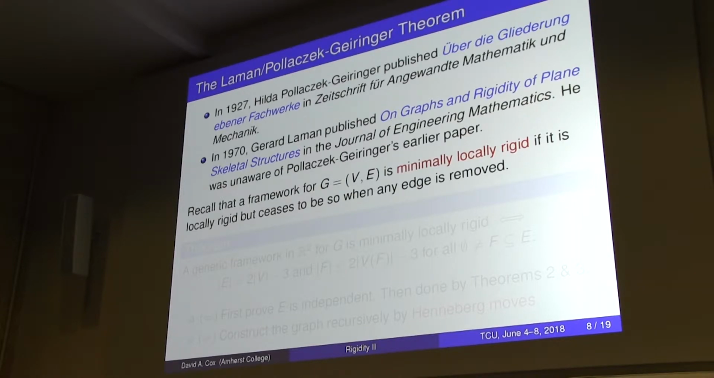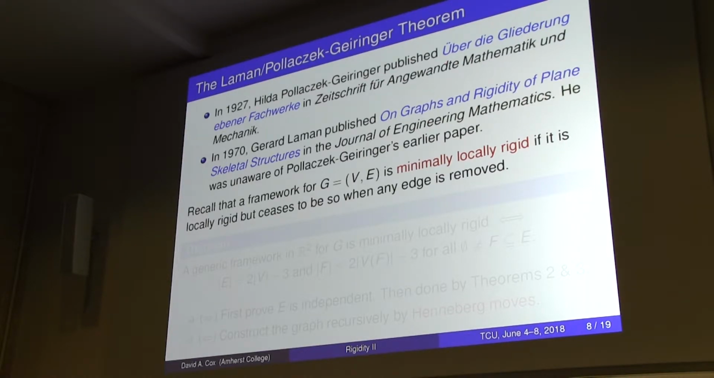And so, like I say, in 1927, Hilda Pollaczek-Geiringer publishes, I forget my German, on the, is that edges? I meant to look it up. Or maybe on the, yeah, so anyway, of a plane, in Fachwerke, that's a framework. And so basically, maybe that's on the motion of a plane framework. And it was in the Zeitschrift für Angewandte Mathematik und Mechanik.